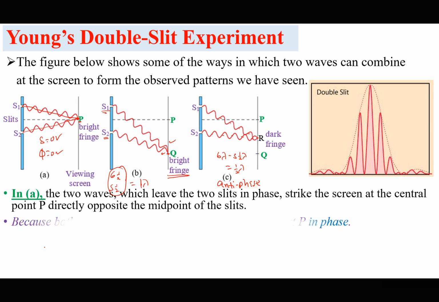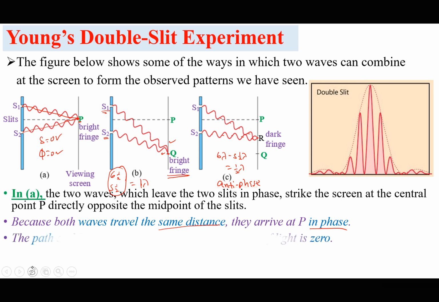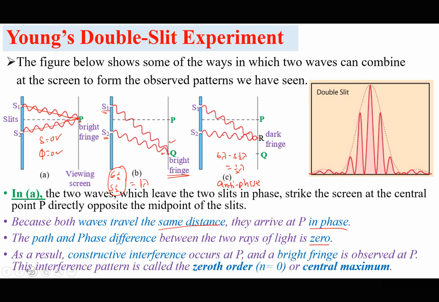And because both waves travel the same distance, they arrive at P in phase. In other words, the phase difference between the two waves of light is 0. So the phase difference is 0. As a result, if the phase difference is 0, we have constructive interference, as mentioned earlier, at P, and a bright fringe is observed at P.